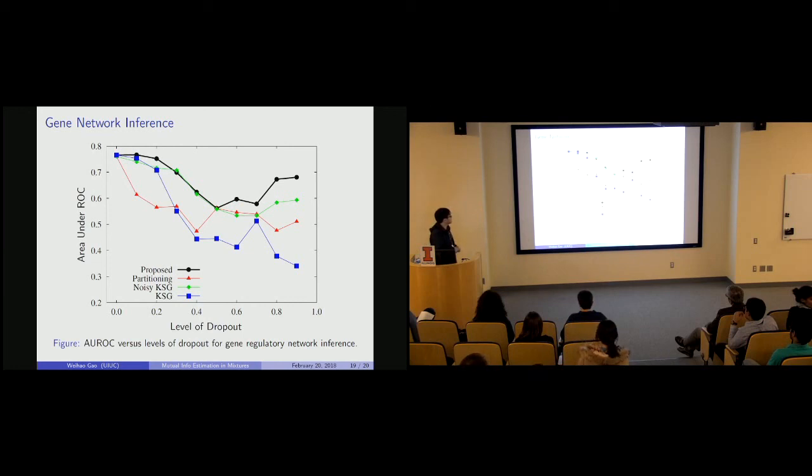So we can see that this is the area under the ROC curve, and this is for different levels of dropout, different probabilities of dropout. We can see that our black line is on the top.